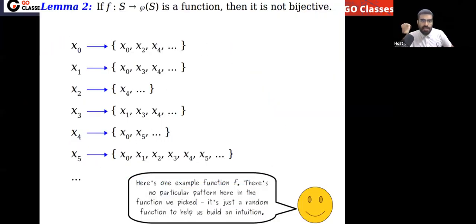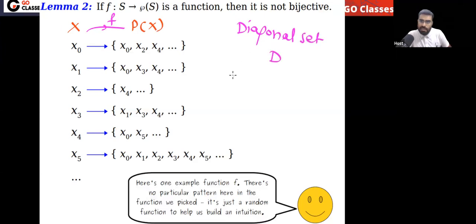Please tell me, if I take this bijection, then what will be my set D? For example, this is your set S, this is your power set of S, or I can say this is your set X, this is the power set of X. If I take this bijection F, what will be my diagonal set? I will create a diagonal set. How will it look?